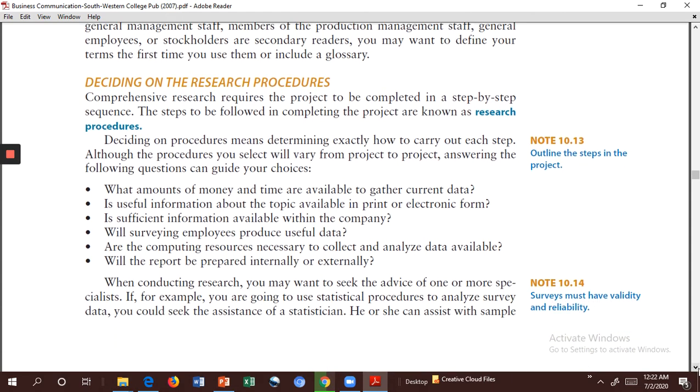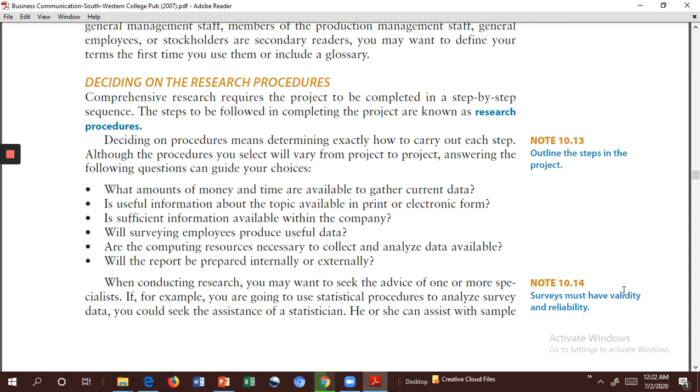Deciding on the research procedure, what method is to be taken. For that, you have to ask different questions. What amount of money and time is available? Is useful information about the topic available in print or electronic form? Is sufficient information available within the company? Will surveying employees produce useful data? Are the computing resources necessary to collect and analyze data available? And will the report be prepared internally or externally? All these sorts of questions determine what sort of method is to be used.